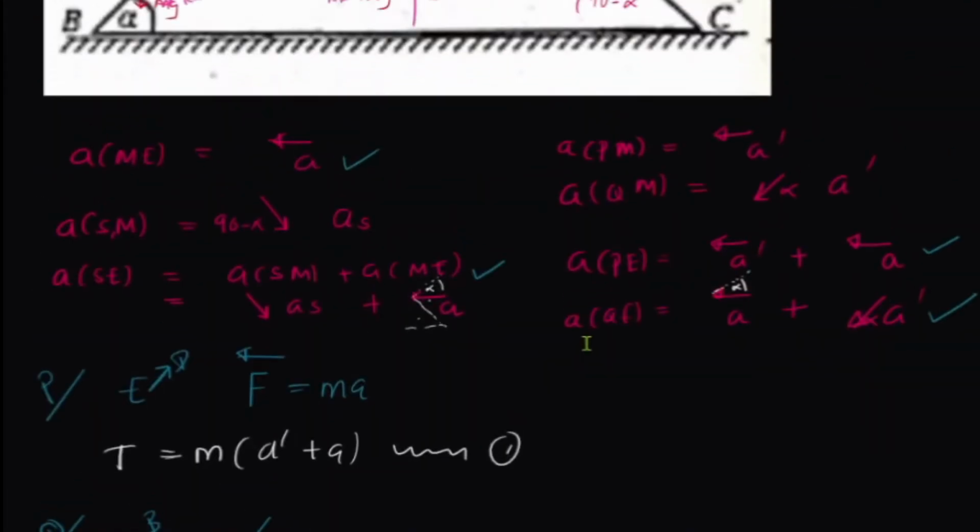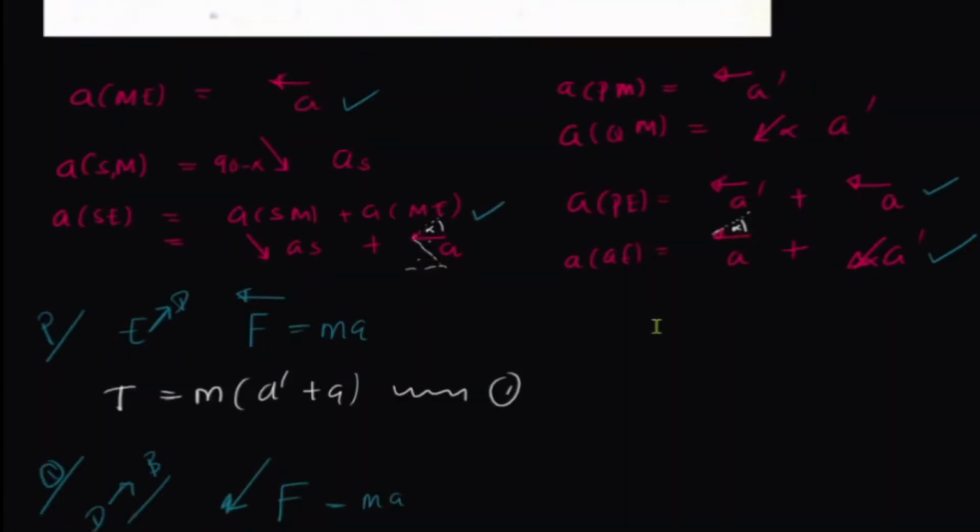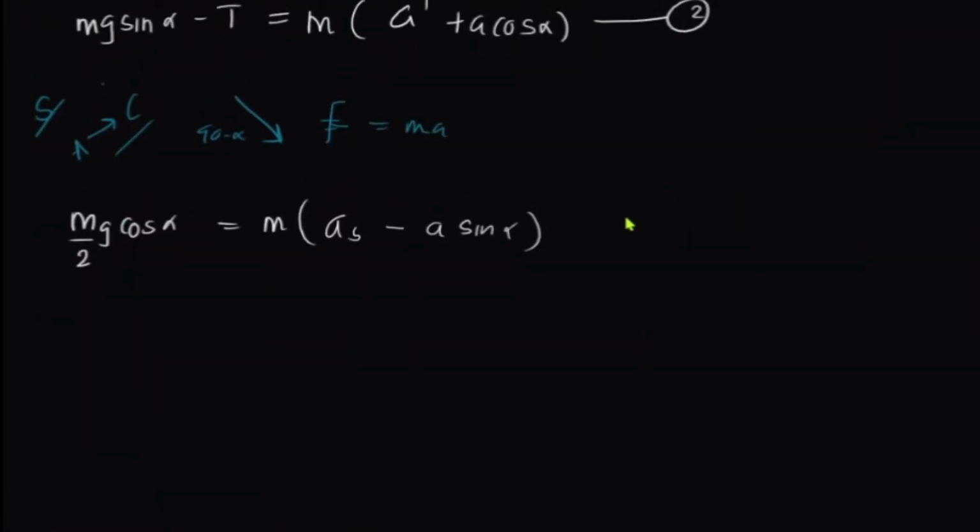See, once again, the acceleration of S relative to Earth in this direction is AS. A is in this direction. We need to find the acceleration along this direction. So this is alpha. This is 90 minus alpha. This is 90 minus alpha. This is alpha. So you have to resolve it. Take the sine component. A sine alpha is acting along upwards. So it should be minus, right? Right. So this is the third equation.